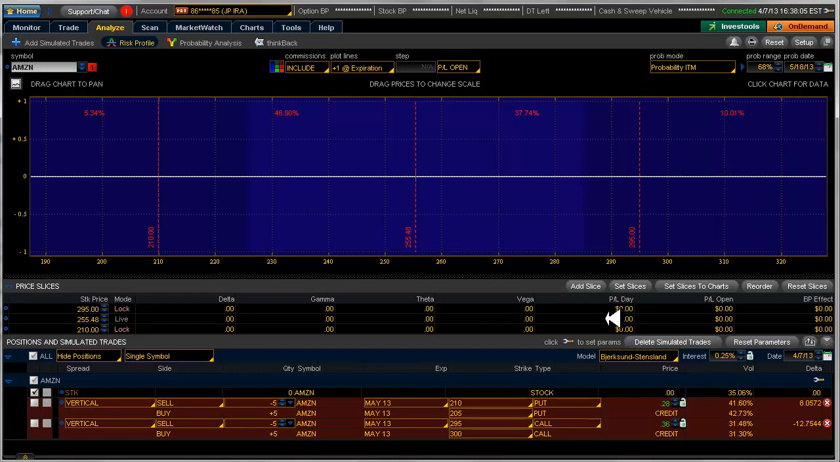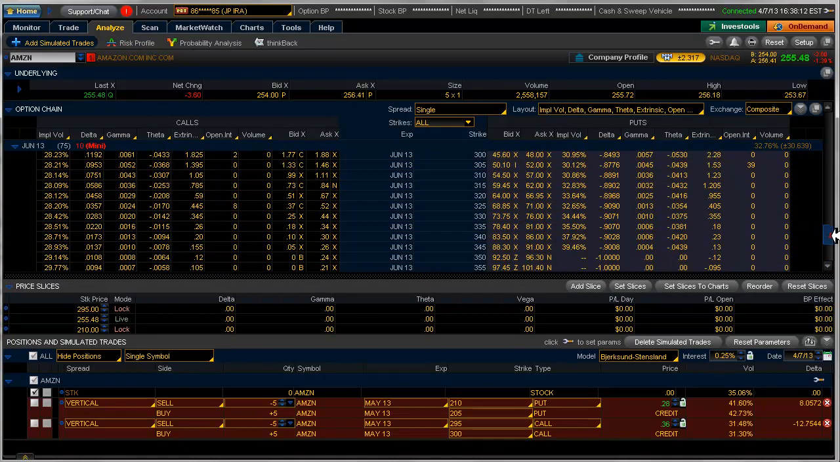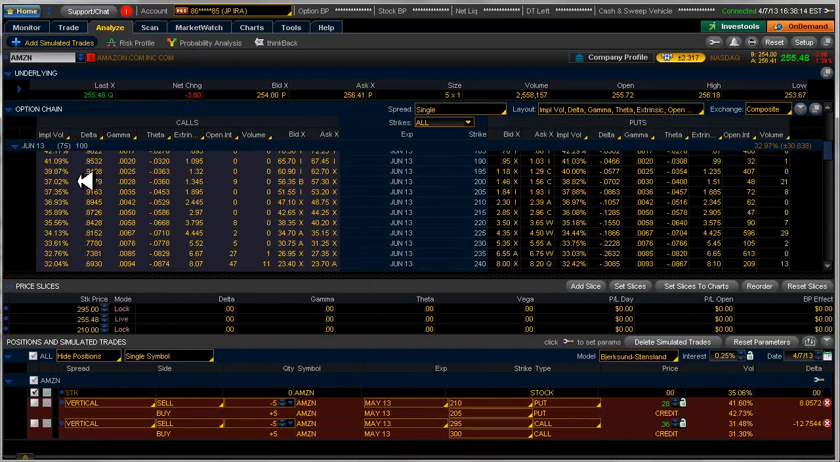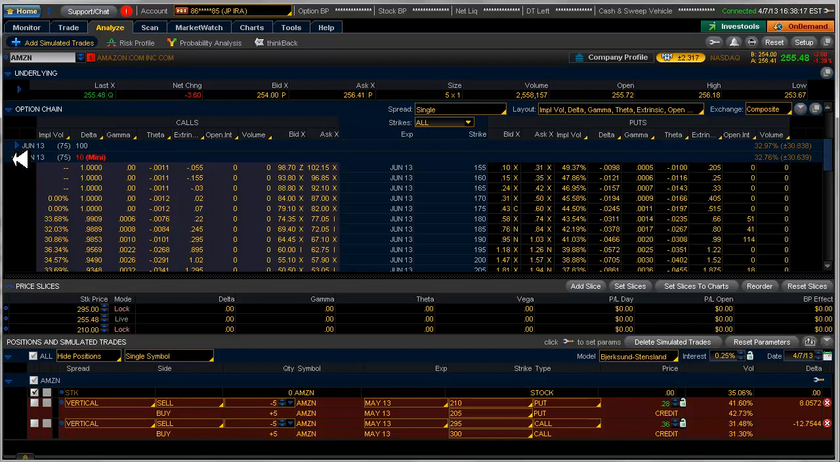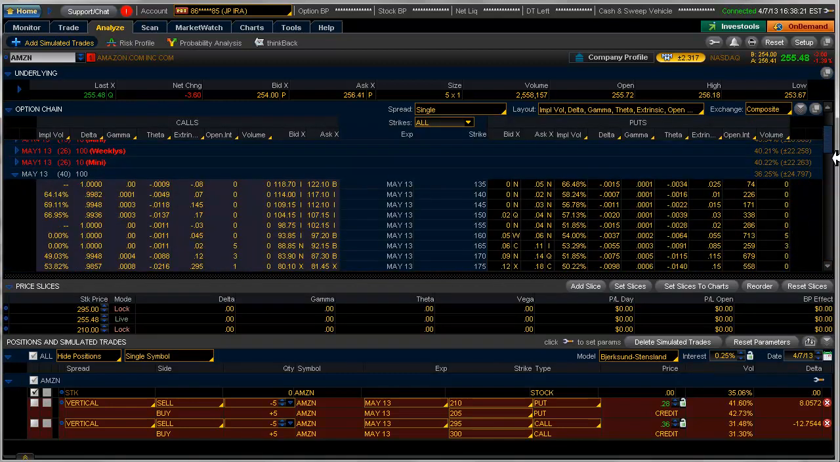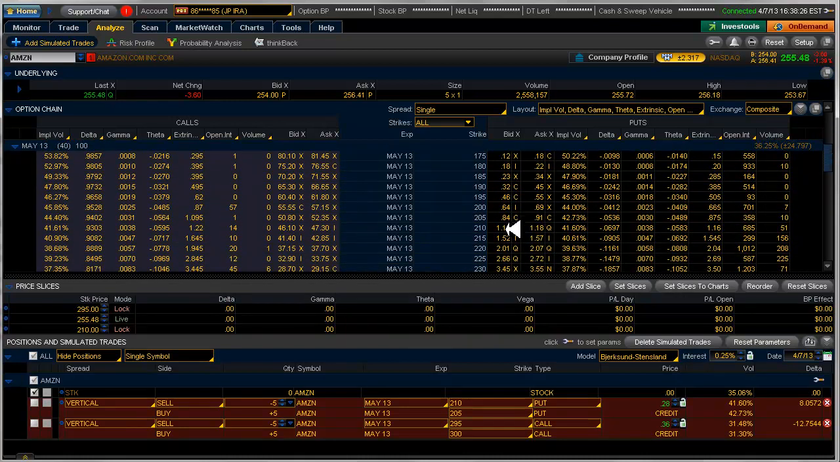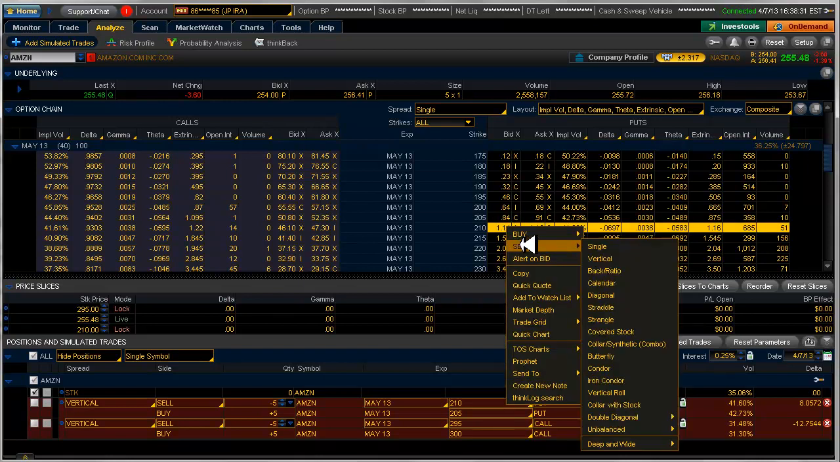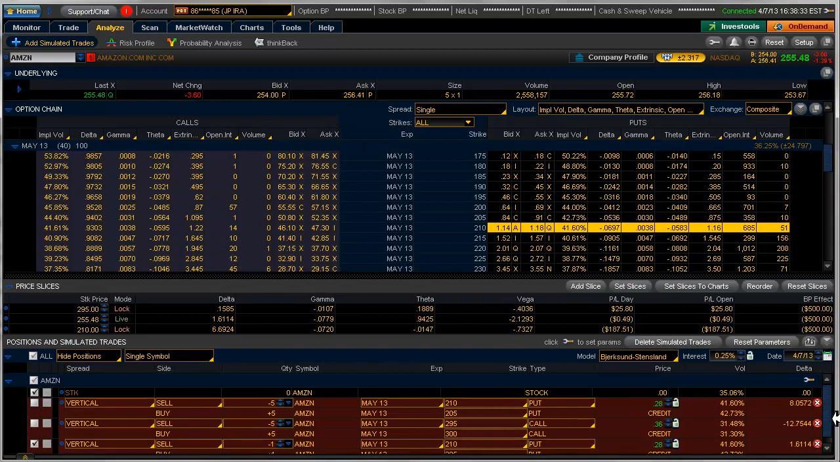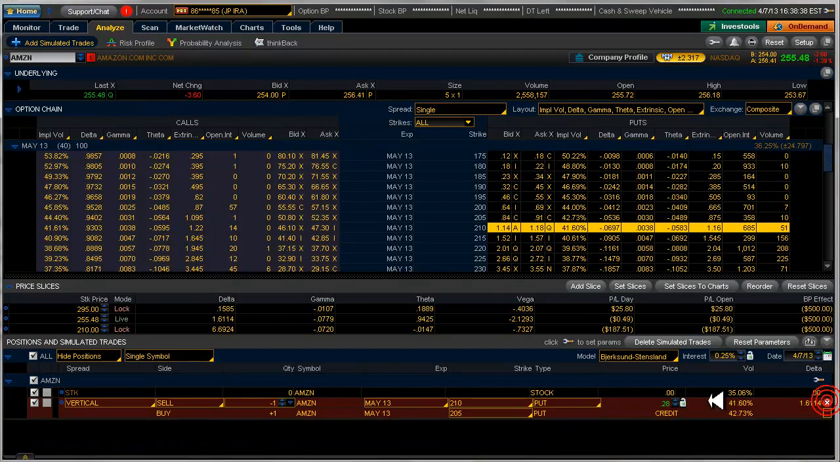So then what we do is we go over to add a simulated trade, and we want May, since I was messing around with some other months here, and we just pick the strikes that we want. We want a 210, so we go to the 210 put, and we say I want to sell a vertical, and it shows up down here. I'll take these two off just so we don't get confused here.